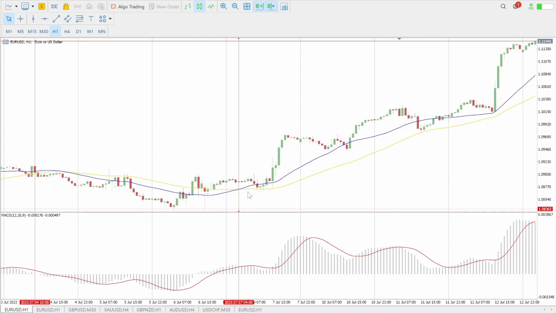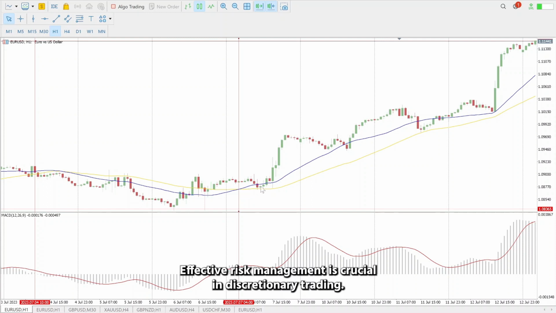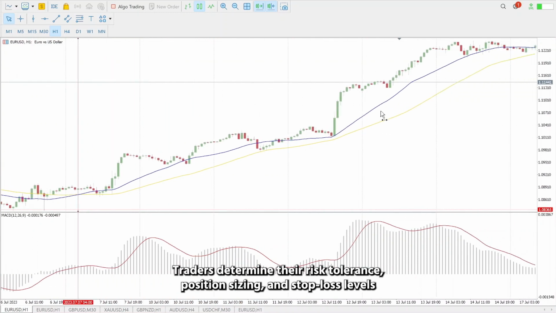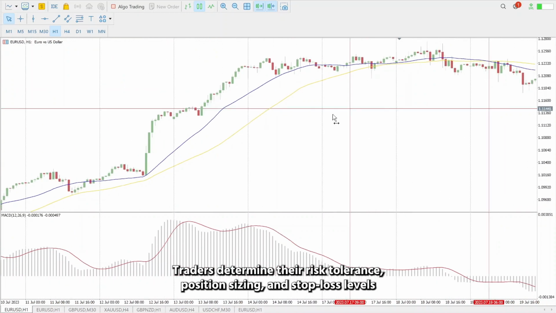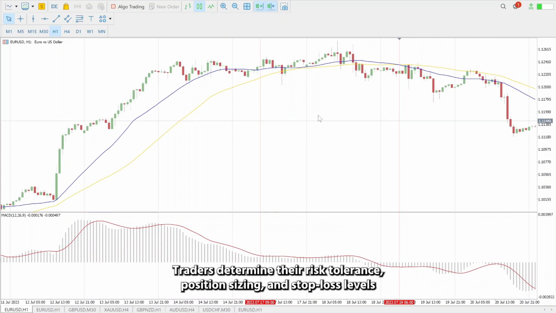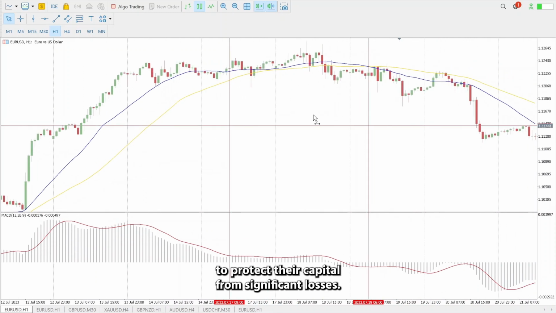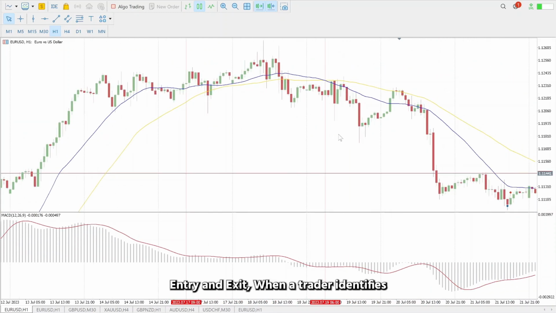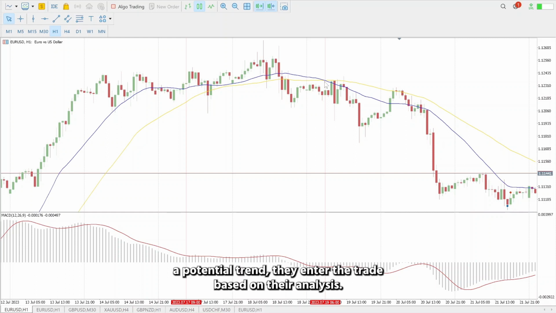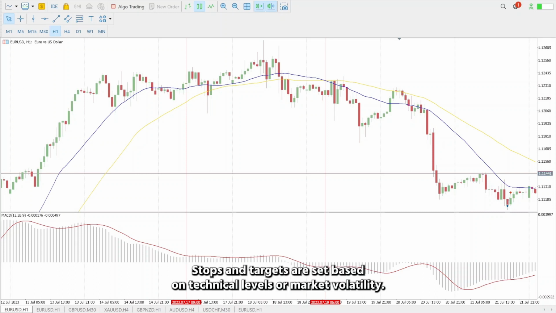Risk management. Effective risk management is crucial in discretionary trading. Traders determine their risk tolerance, position sizing, and stop loss levels to protect their capital from significant losses. Entry and exit. When a trader identifies a potential trend, they enter the trade based on their analysis. Stops and targets are set based on technical levels and market volatility. Traders can also adjust their position or exit trades if market conditions change.